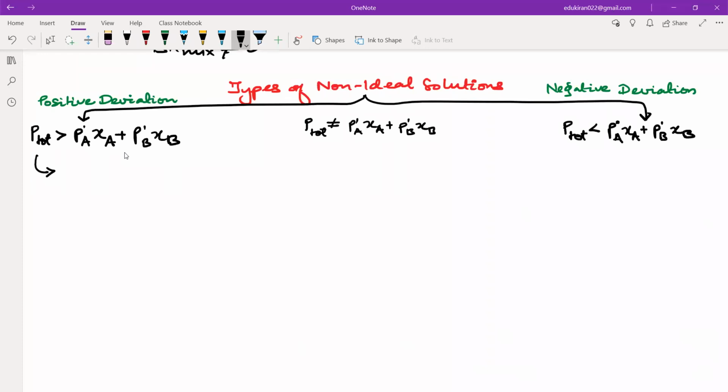If P total is greater than P naught A chi A plus P naught B chi B, what does that mean? If the pressure is more, then there will be more vapor or less vapor? Tell me, the vapors will be more or less? More. Okay, we will have more vapor. If we are having more vapors, that means they are escaping easily or not easily? They are escaping easily. If they are escaping easily, what does it tell me about the intermolecular force of attraction? Will it be higher or lower?